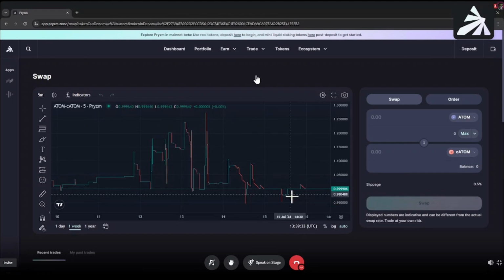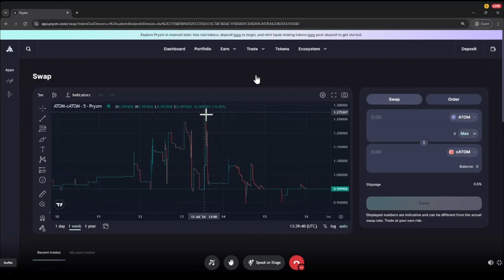Like, so you know the fair value is 0.98, but you can see here that it's gone up to 1.27 or something like that. So that means that if you spent 1 cATOM, you would get back 1.27 ATOM, which is crazy when the fair value is 0.98. So you can see here that this has been moving around all over the place, providing opportunities for people to grow their ATOM stack.